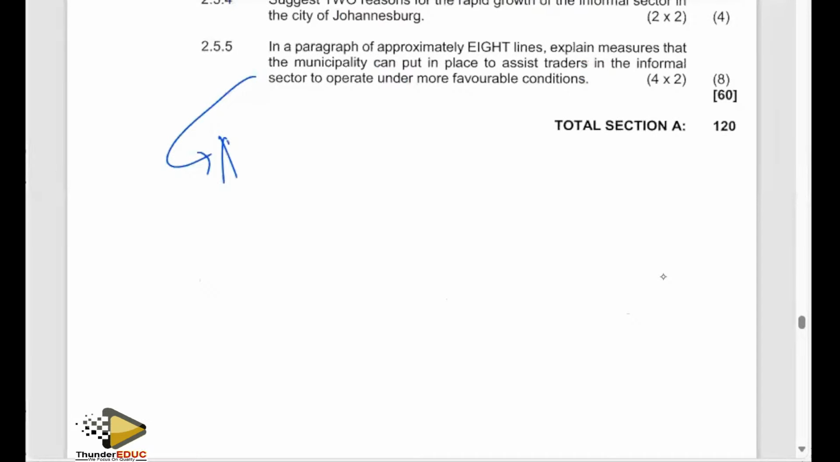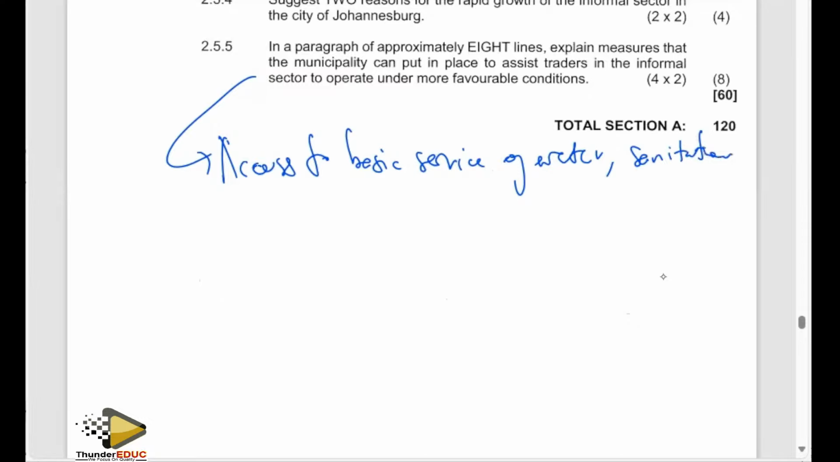Right, you can talk of allowing access to basic services, e.g. water or sanitation. Right, if these traders are given an opportunity to have access to basic services, it will make their life easier, and they will operate on a more favorable condition if they have access to basics like water, sanitation, and also refuse removal. And also you can talk of provision of shelter to work from.